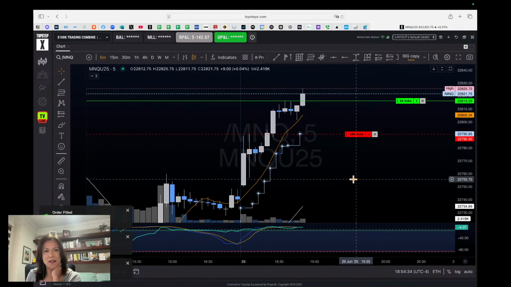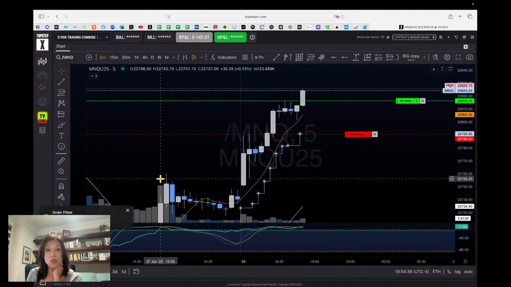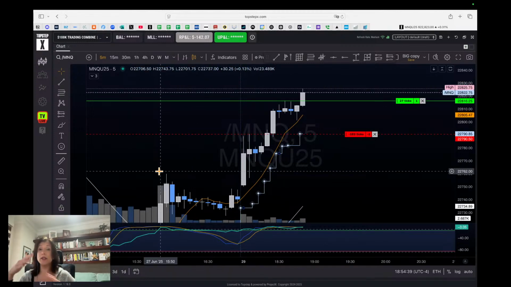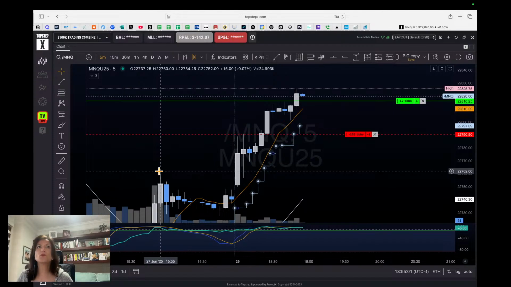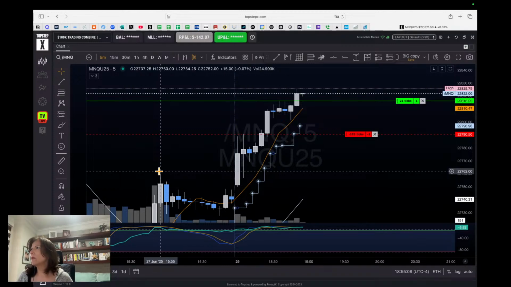Order filled. Okay, so now all my trades have turned around and I am both long the ES and the MNQ, right? So the question is how much juice is in the squeeze here? I have no idea. All right. Yeah, pretty whippy.